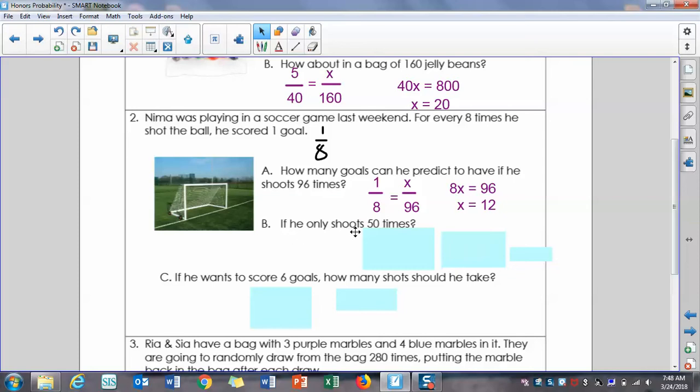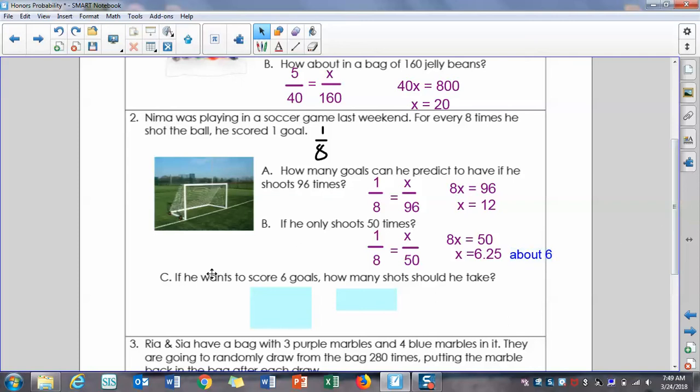Now, what if he only shot 50 times? Instead of shooting 96, let's see what happens if he only shot 50 times. We're going to use that ratio of 1/8 from the beginning and set that equal to x over 50. Now we can cross multiply to solve, so we get 8x is equal to 1 times 50, and then divide both sides by 8 to get 6.25. Because you can't make a quarter of a goal, we'll say he made about 6.